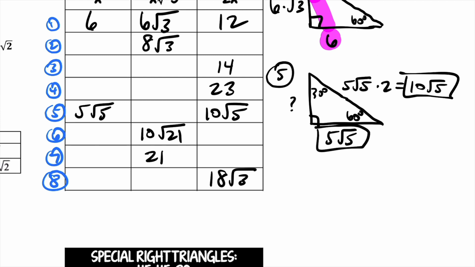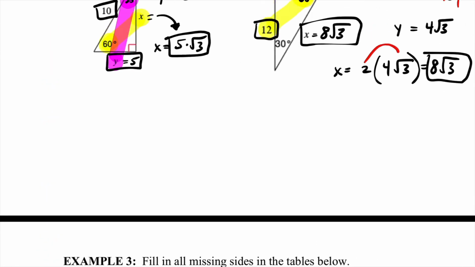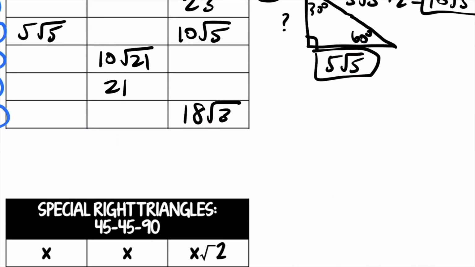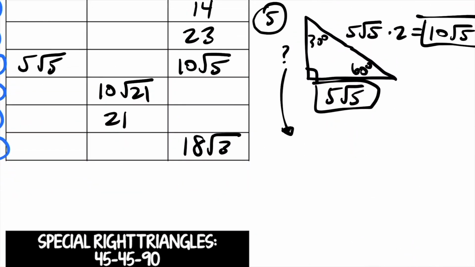Okay. Now I need to find a long leg. So let's go back up to the table. To find the long leg, multiply the short leg by the square root of 3. So the short leg was 5 square root of 5, and it said to multiply that by the square root of 3. So I'm going to have a 15. Is the 15 going to be on the inside or on the outside of the square root? There you go.